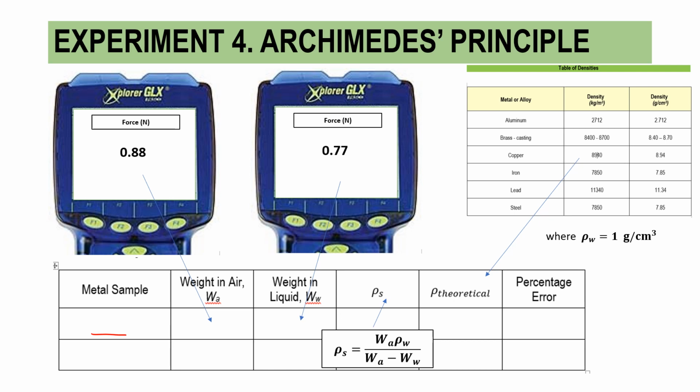For the theoretical value of the density of the material, we have to look at the table of densities. And then after that, let's compare the theoretical and experimental values, and let us compute the percentage error. Again, percentage error is equal to the absolute value of the theoretical value minus the experimental value, over the theoretical value, and then multiplied by 100.